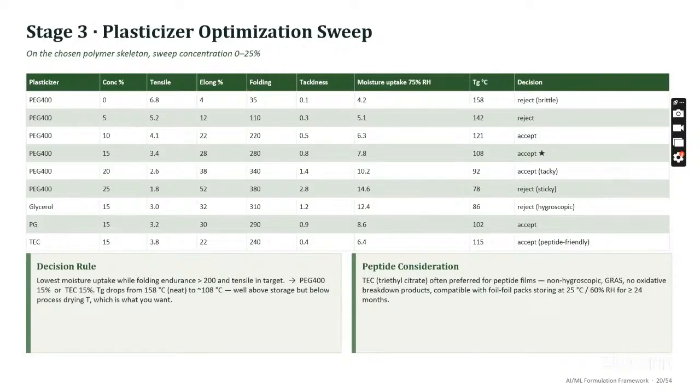Plasticizer seal optimization. On this skeleton, we swap plasticizer concentration. Here the decision rule is lowest moisture uptake while keeping folding and tensile in range, which lands at 15% PEG or triethyl citrate. For peptides, TEC is often preferred because it is non-hygroscopic and has no oxidative breakdown. Okay, so here this PEG 400 is the one accepted.